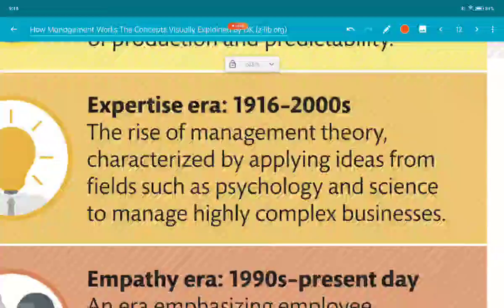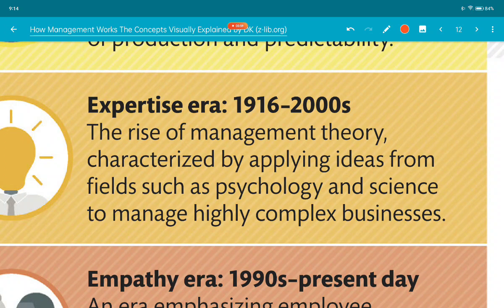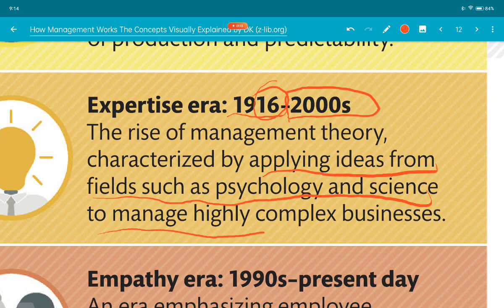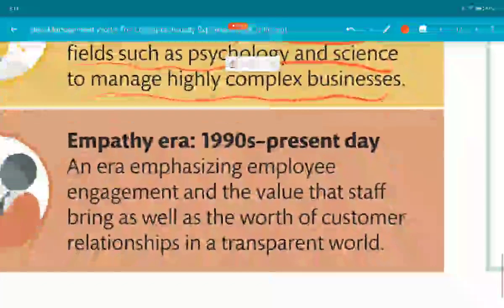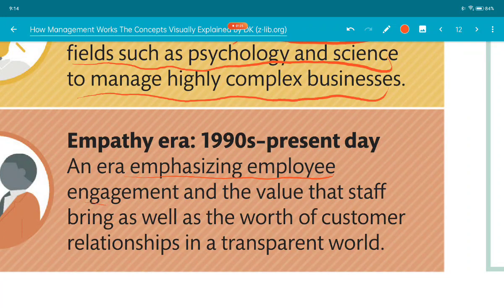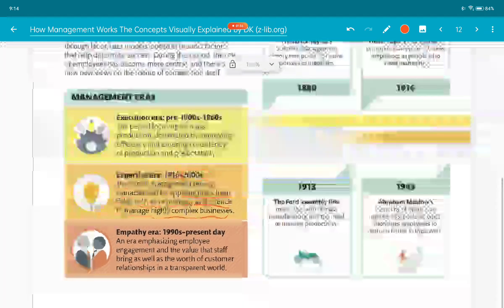Then came the expertise era, from 1960 to 2000. This was the rise of management theory, characterized by applying ideas from fields such as psychology and science to manage highly complex business. Then there is the empathy era, from the 1990s to the present day. The empathy era emphasized employee engagement, the value that staff bring, as well as the worth of customer relationships in a transparent world.